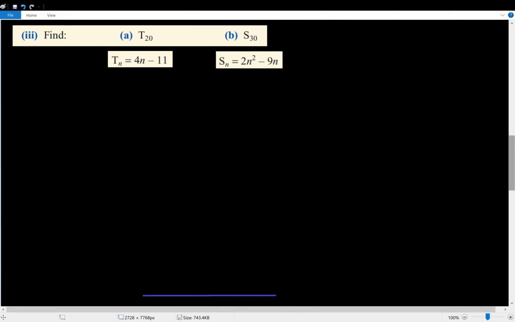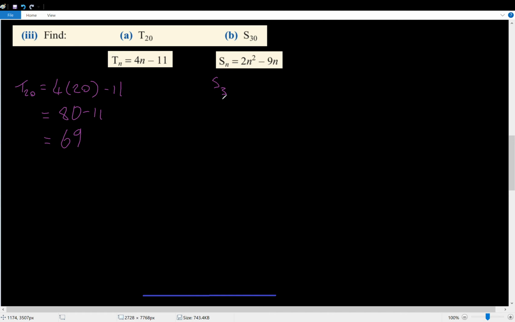In part 3, we're asked to find T20 and S30, which are the 20th term in an arithmetic sequence and the sum of the first 30 terms in an arithmetic series, respectively. So we found Tn and Sn from part 2. So T20 is just going to be equal to 4 times 20 minus 11, which is going to be equal to 80 minus 11, which is equal to 69.